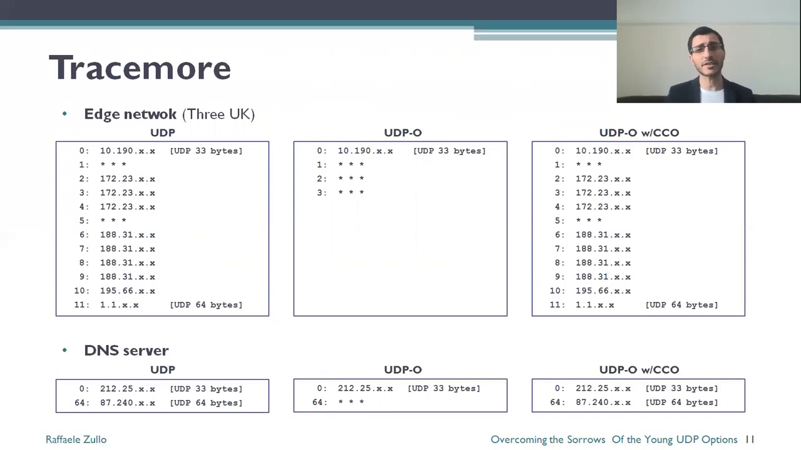We can see that the UDP packet traversed the network. The UDP options packet, according to the original specification, is blocked. In this case, it's actually blocked by a NAT implementing the IP payload checksum scheme, while the UDP options packet with the CCO can traverse the network. We can also test a DNS server. In this case, we see that for this specific DNS server, we receive a response to the UDP packet and to the UDP options packet with the CCO, but we don't receive any response to the UDP options packet without the CCO. So we can infer that actually that packet has not reached the destination.